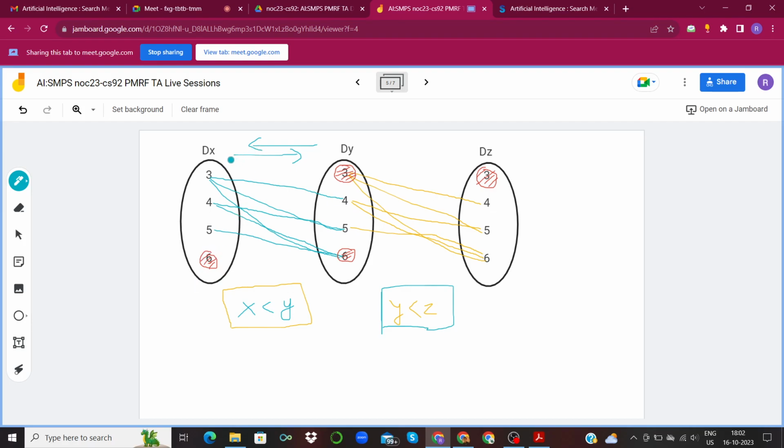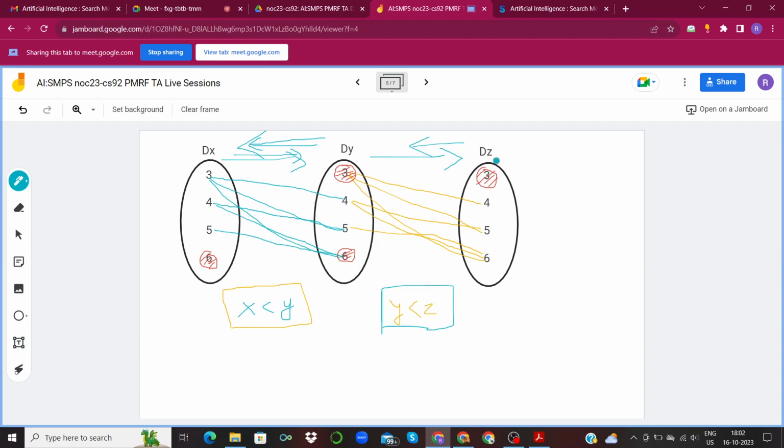This was the operation in this direction. Now we will look at this direction, y to x. Here we see that this 3 in dy is not connected to any number in dx, so we will remove that. Now we are done with dx and dy. Now we will look at dy to dz, and you'll see that 6 is not connected to anything in dz, so we'll delete 6. And in this direction, 3 is not connected to anything in dy, so we'll remove this 3.